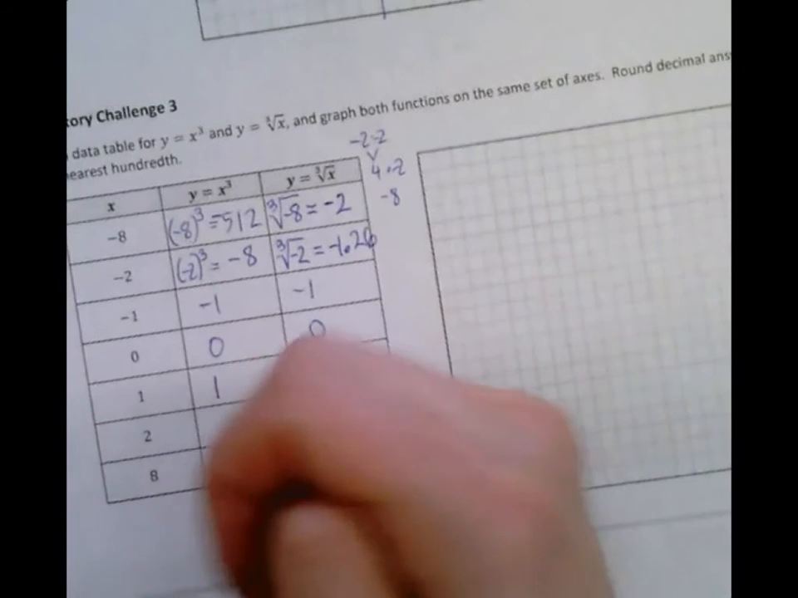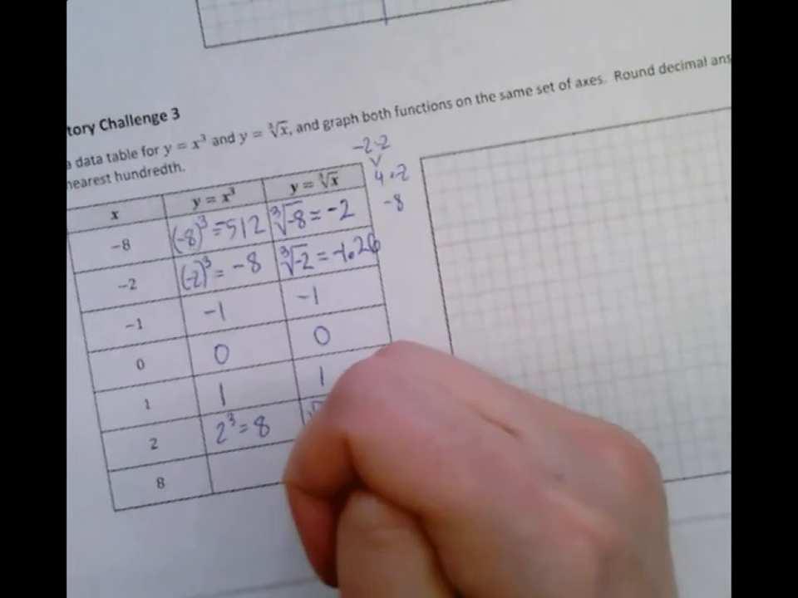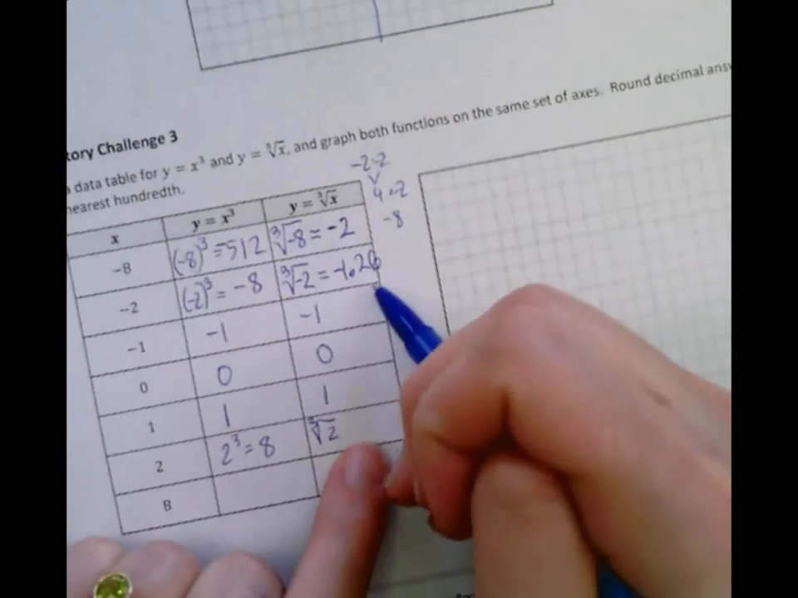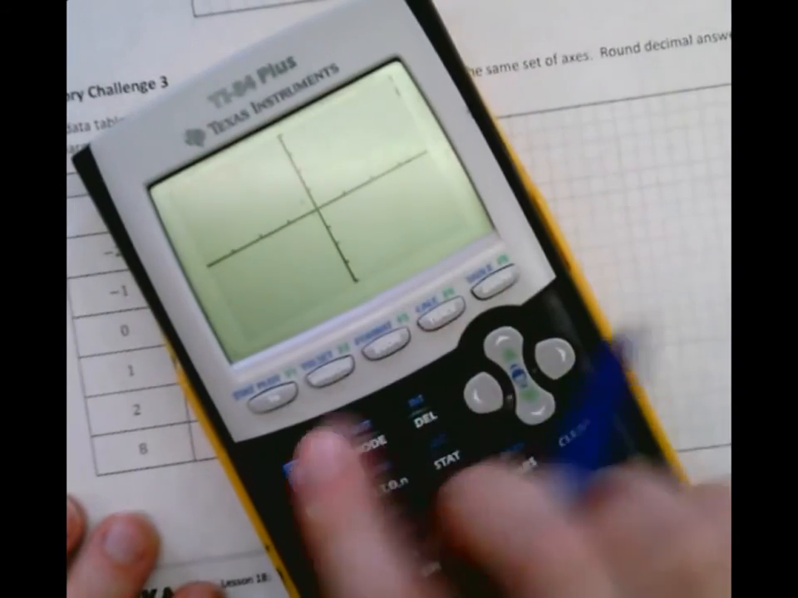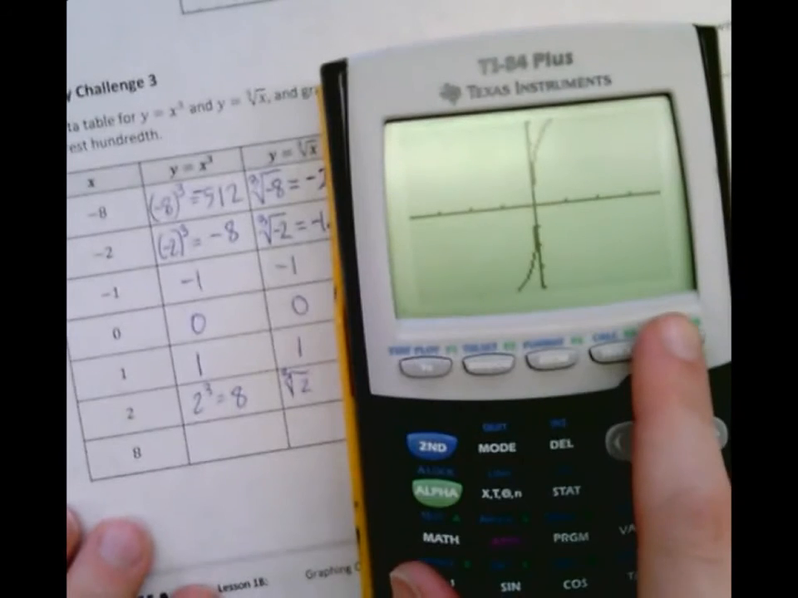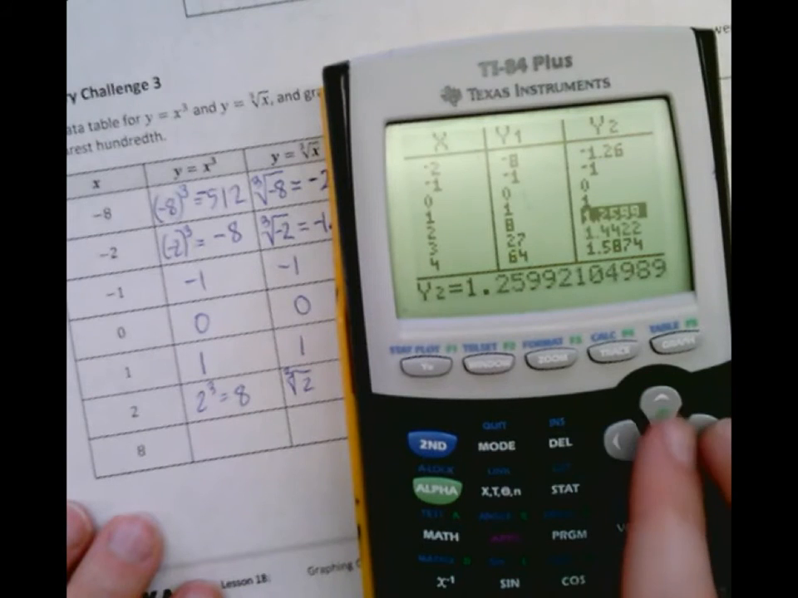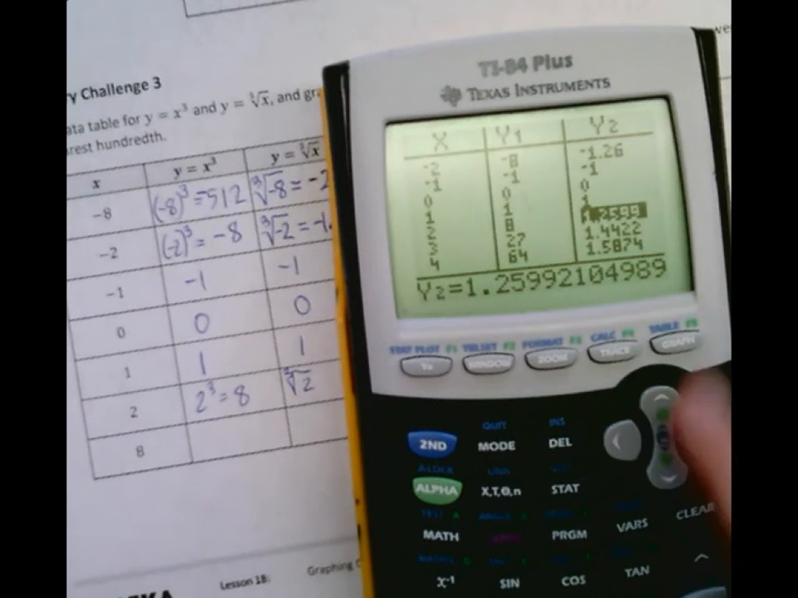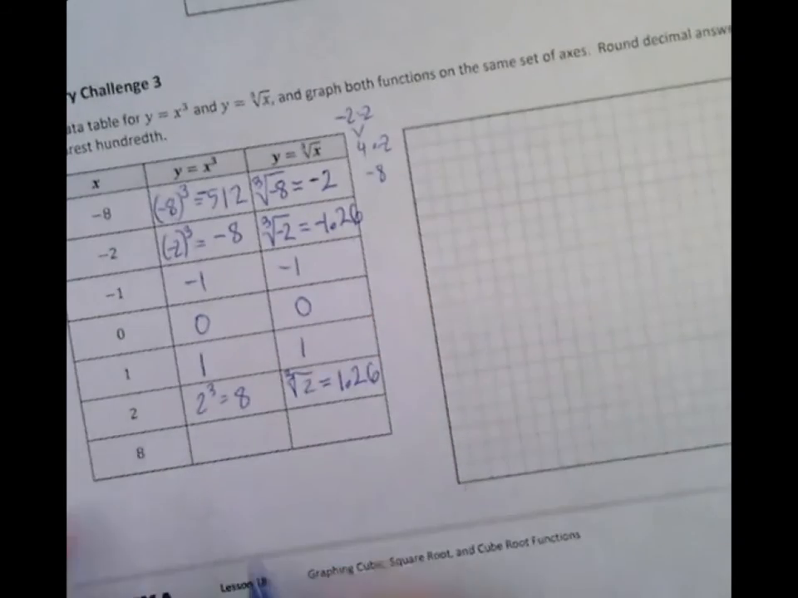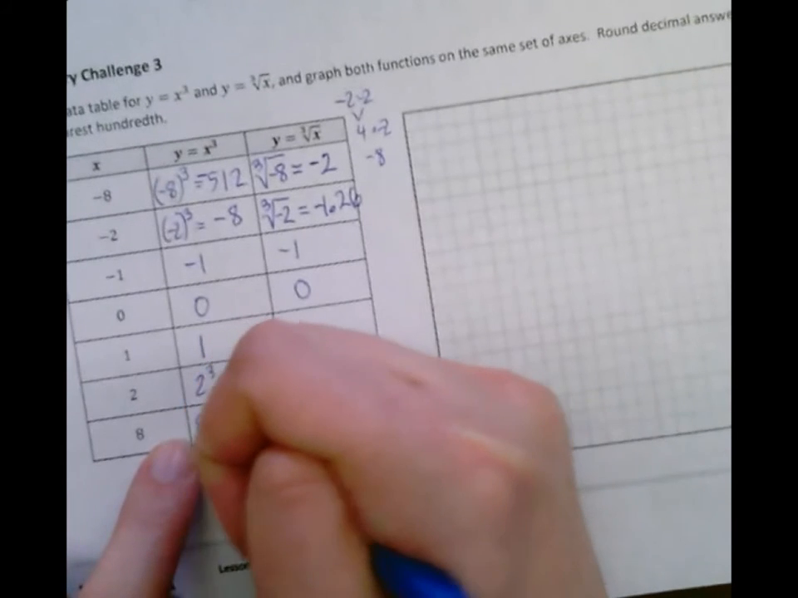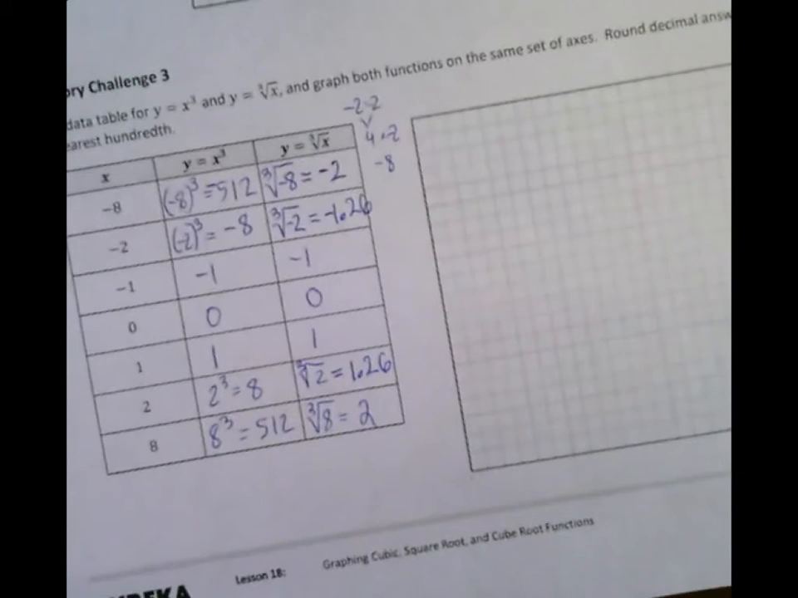2 to the third power is 8, and then the cubed root of 2, I imagine it's going to be the positive of that. And we can verify that by looking at the calculator. And it's 1.2599. That's the same, just rounded slightly differently. So 1.26. And then 8, I'm going to get the positive 8 to the third is positive 512. And then the cubed root of positive 8 is positive 2.